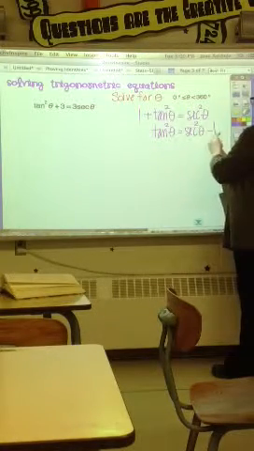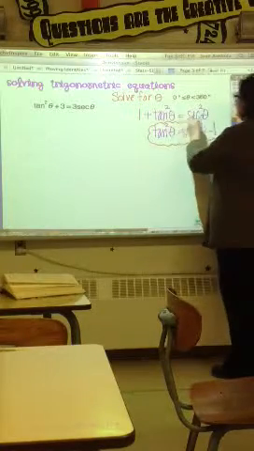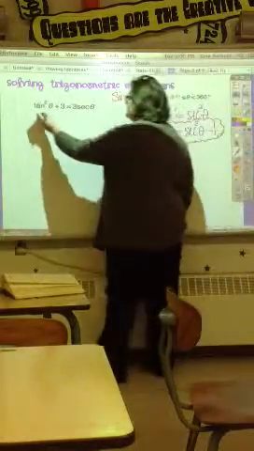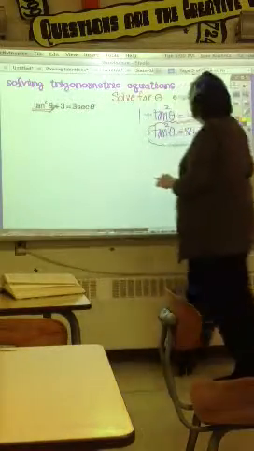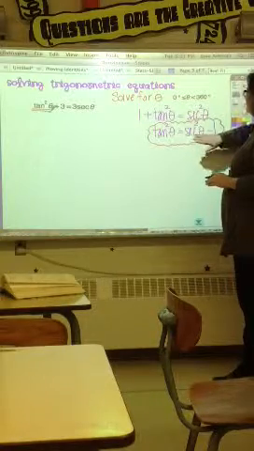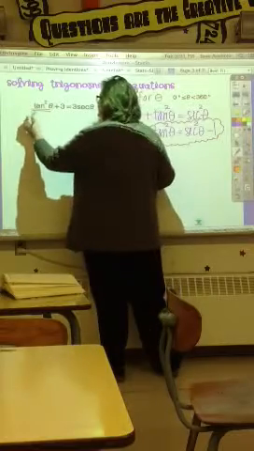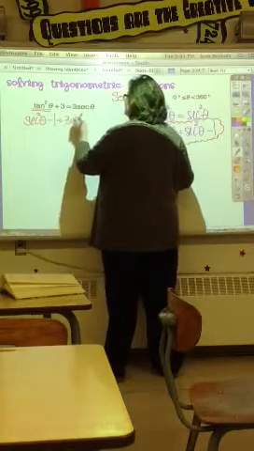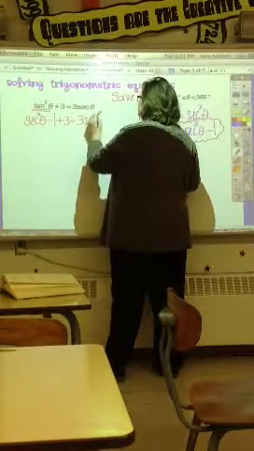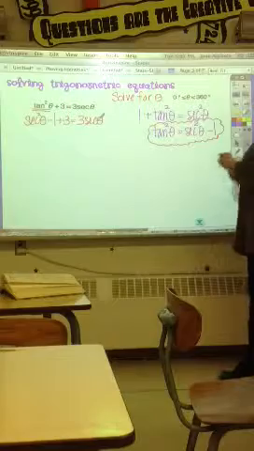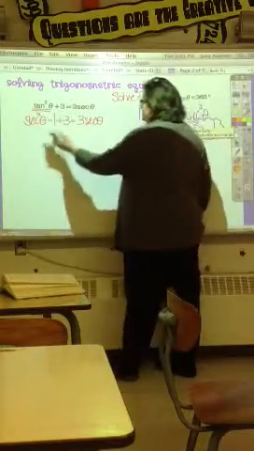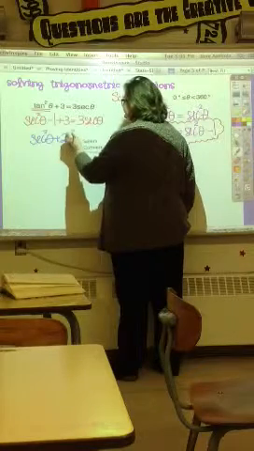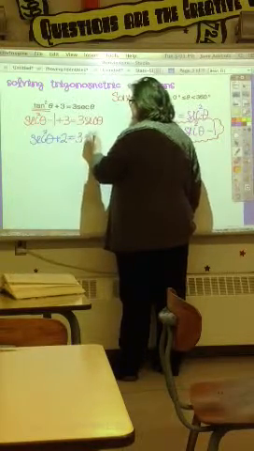We're going to use this fact to make a substitution, so our equation will be all in terms of one function, secant. Where the tangent squared is, I'm going to replace it with its equivalent, secant squared theta minus 1. So we have secant squared theta minus 1 plus 3 equals 3 secant of theta. At this point there are some like terms I can combine. I have secant squared theta plus 2 equals 3 secant of theta.